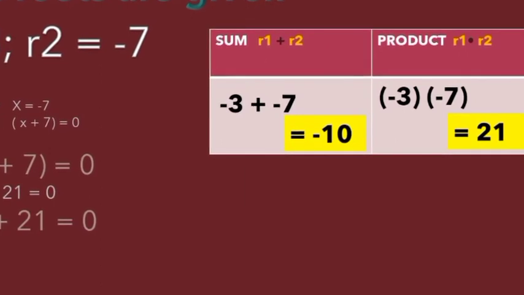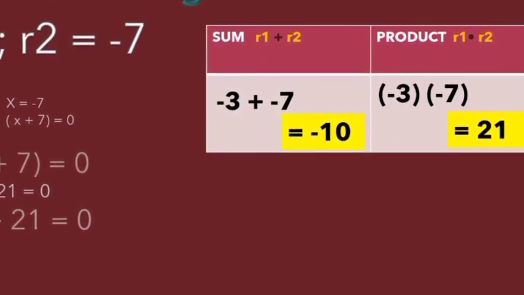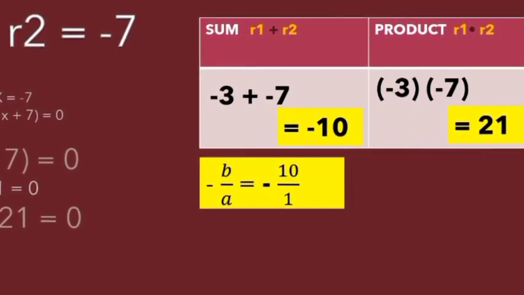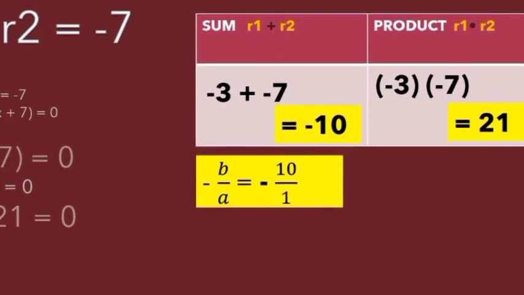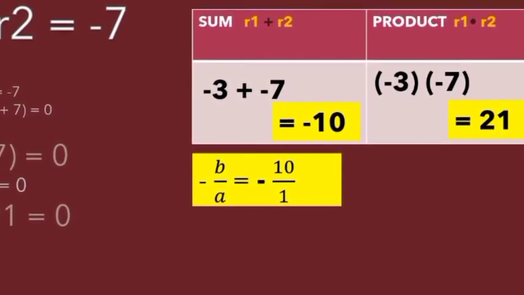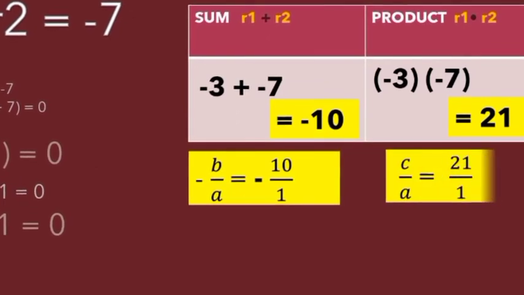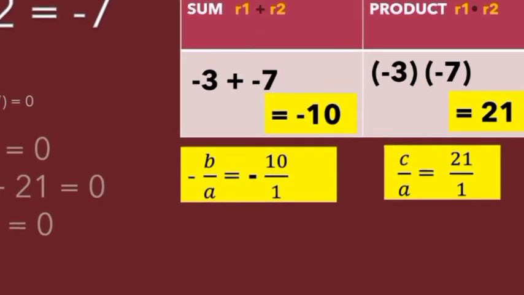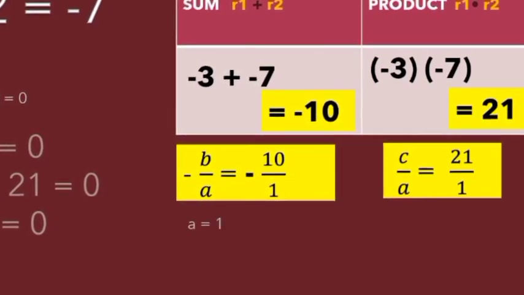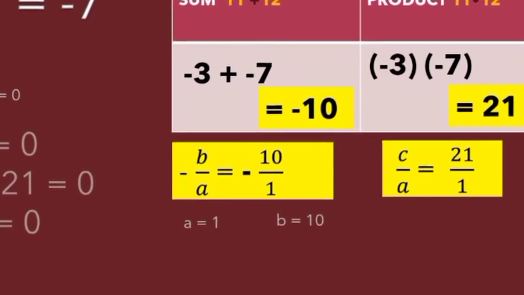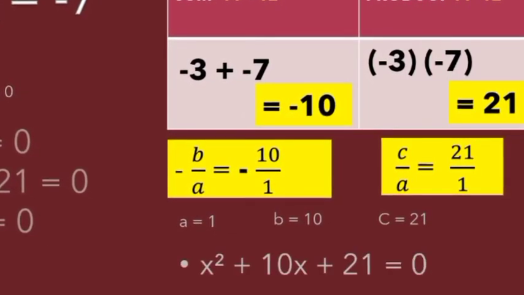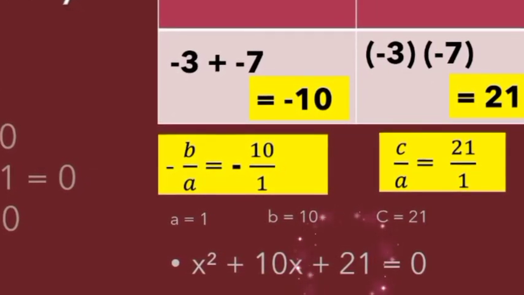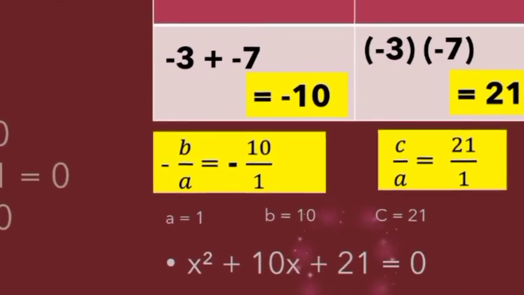Dahil ang ating sum of the roots is equal to negative b all over a, so pwede nating masabi na negative 10 all over 1 ang ating sum. And then, ang product ng roots natin ay c over a, so pwede nating sabihin na 21 over 1 ang ating product. Now, therefore, dito, ang A natin is positive 1, ang B is 10, and C is 21. By doing so, alam na natin ang ating quadratic equation is x squared plus 10x plus 21 equals 0.